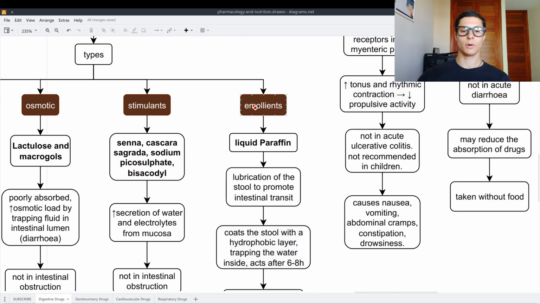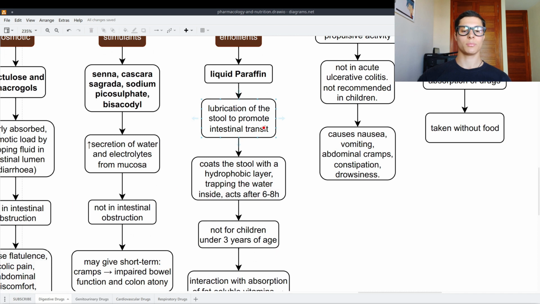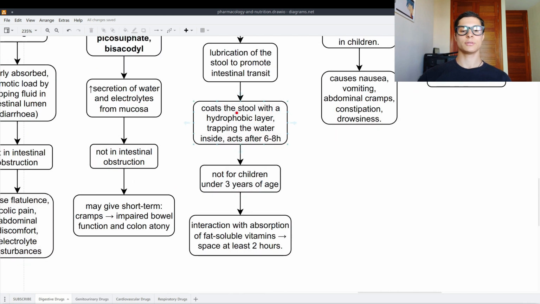And then we have the emollient laxatives. Here there is liquid paraffin, for lubrication of the stool to promote intestinal transit. It coats the stool with a hydrophobic layer, trapping the water inside so it cannot get out. And it acts 6 to 8 hours after ingestion. Not used for children under 3 years of age.